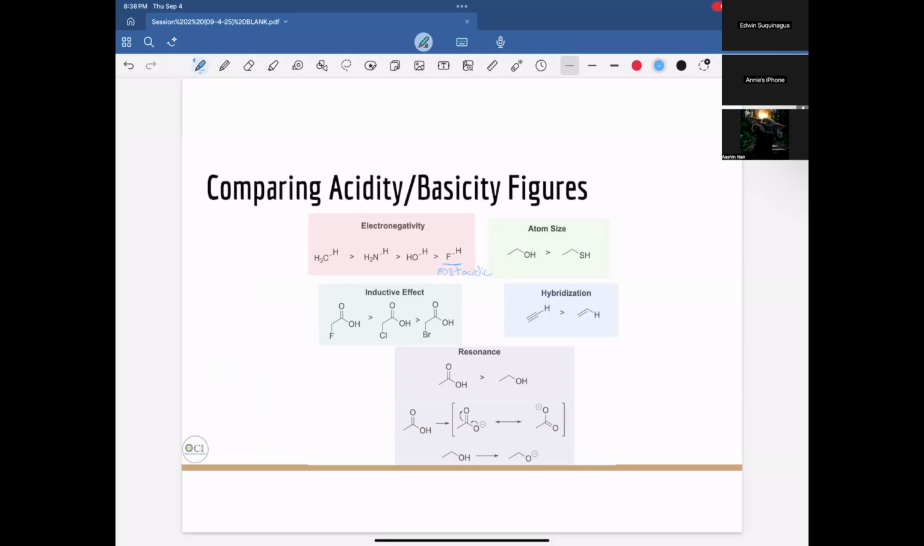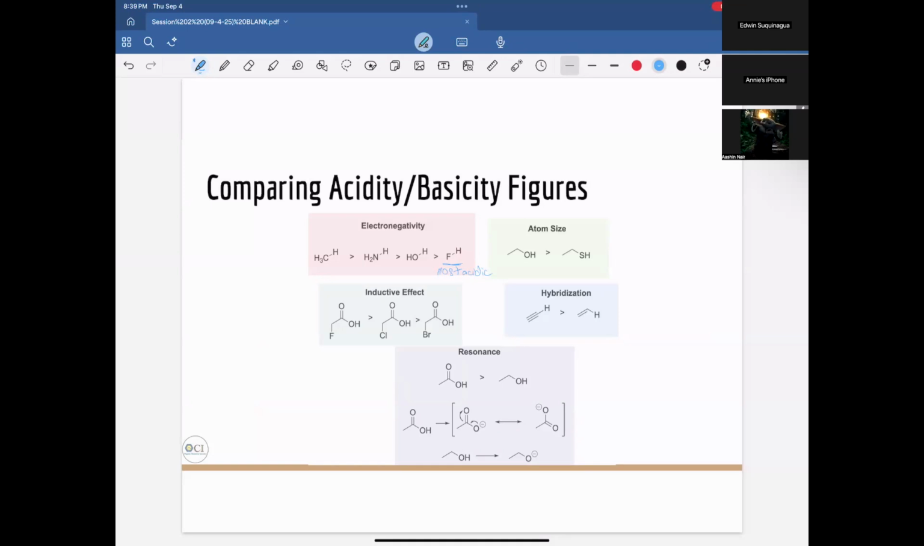Atom size, again, the bigger our atom, the more able it is to stabilize that charge. So then sulfur would be more comfortable. If we look at our inductive effect, the more electronegative our atoms nearby are, the more stabilized our conjugate bases, more acidic. Hybridization. This one is like we were just talking about, that's our S character. So having more S character is more acidic.